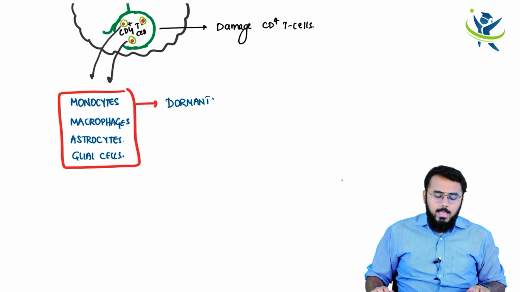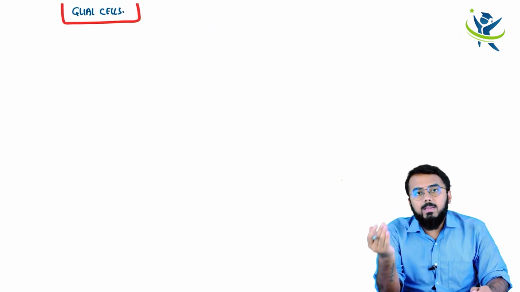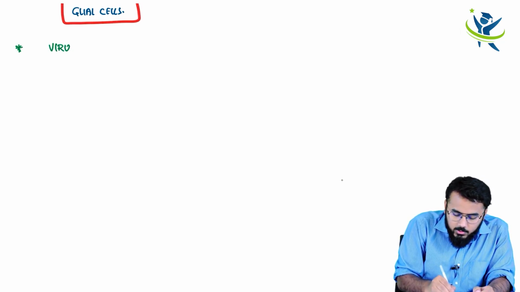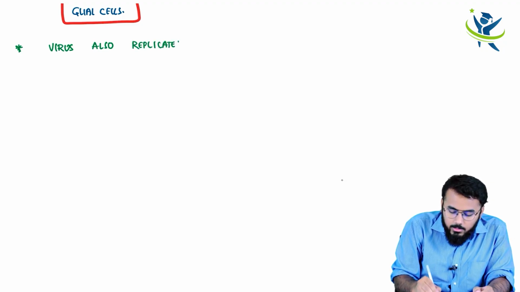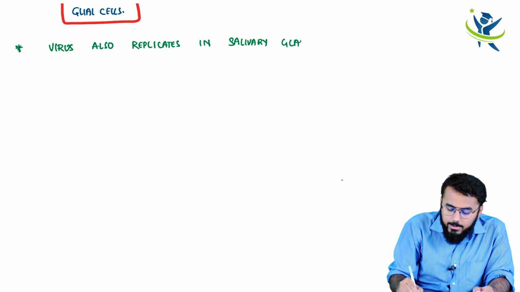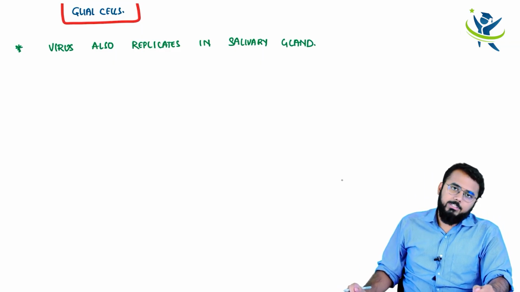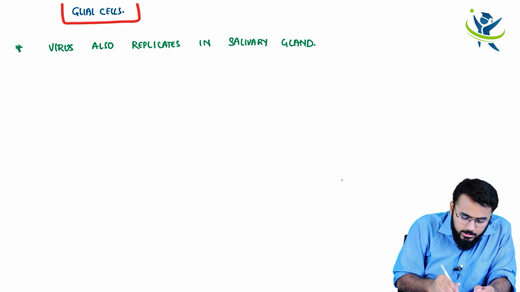Okay? And it is also said in some of the books that this virus also replicates in your salivary gland. So just make a note of that. This virus also replicates in salivary gland. Are there any vaccines available? No. HHV-6 has got no vaccines. Right, let us look at the symptomatology of the patient.